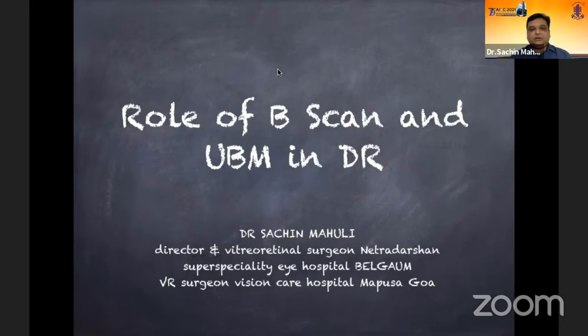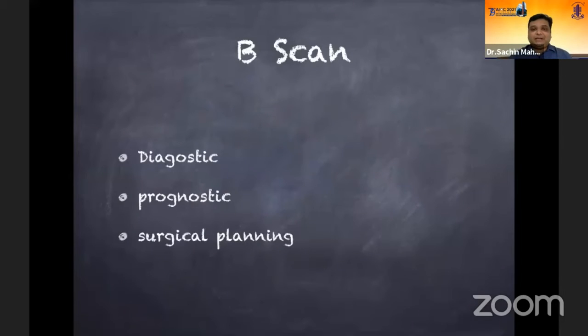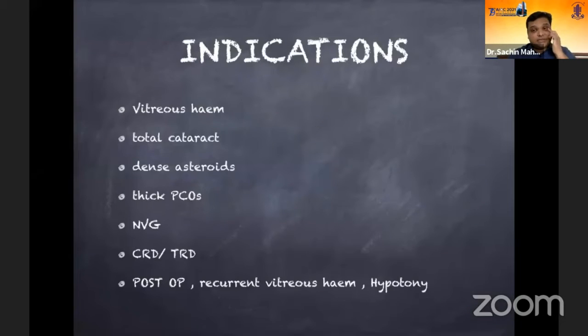My talk today will be on the role of B-scan and UBM in DR. B-scan is a very well-known, age-old investigation which we advise for diabetic retinopathy cases, especially when there is a lot of media opacity and vitreous hemorrhage and other indications. We'll go one by one. How does B-scan help us in the clinical scenario when we see a case of diabetic retinopathy, especially when there is a media opacity? It helps us to diagnose. It is very useful as a diagnostic tool. It also helps us to prognosticate the case and definitely helps in surgical planning.